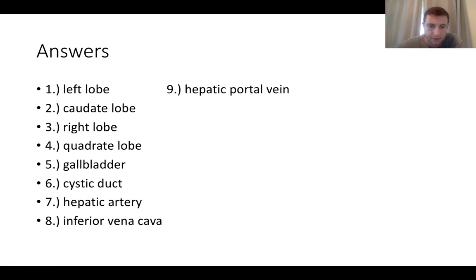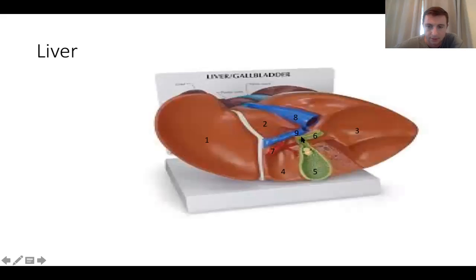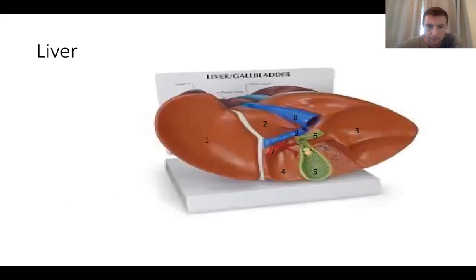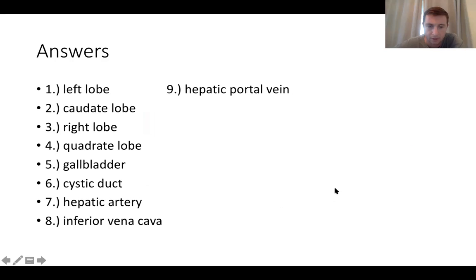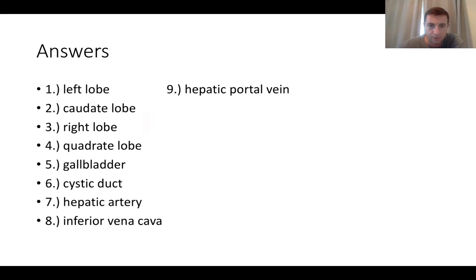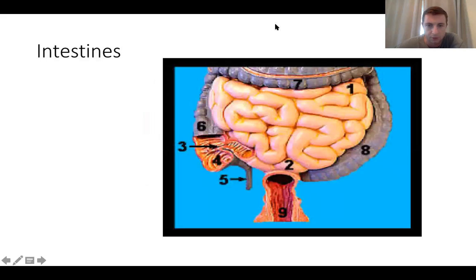Gallbladder, cystic duct here. The hepatic artery, inferior vena cava, and the hepatic portal vein right here. Hepatic portal vein, inferior vena cava. Moving on from the liver, we're going to go to the intestines.